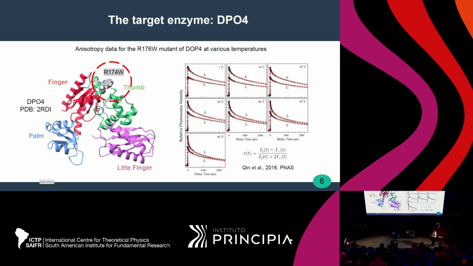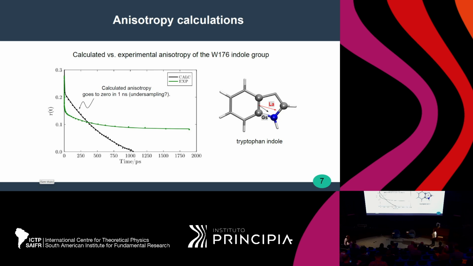So in the first stage we will try to reproduce the anisotropy decays. This is just a trial result I show you. In the first simulations, in the first analysis, it doesn't match the experiments very well, but I think it's an undersampled set of frames, so you have to simulate more and obtain more structures from the trajectories to obtain better results.